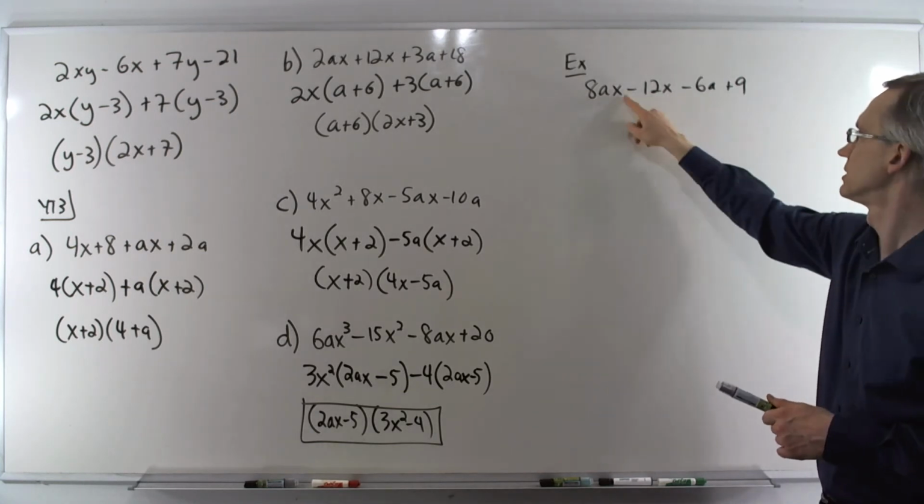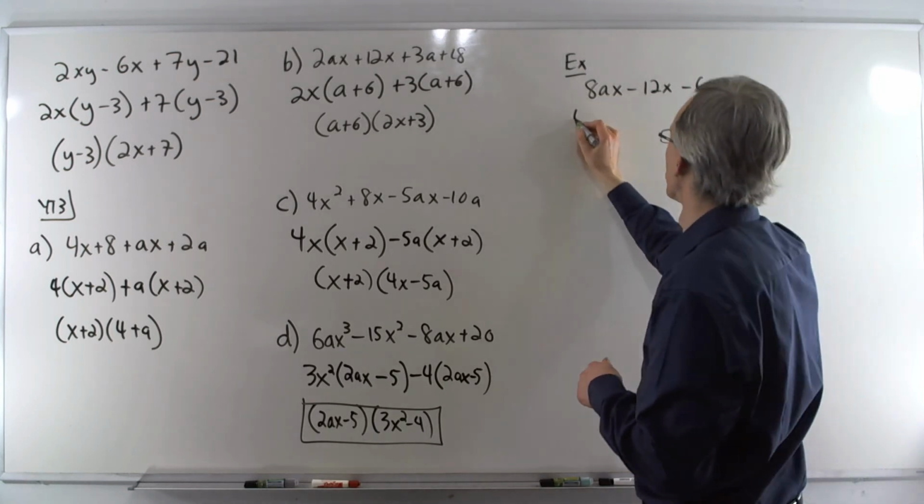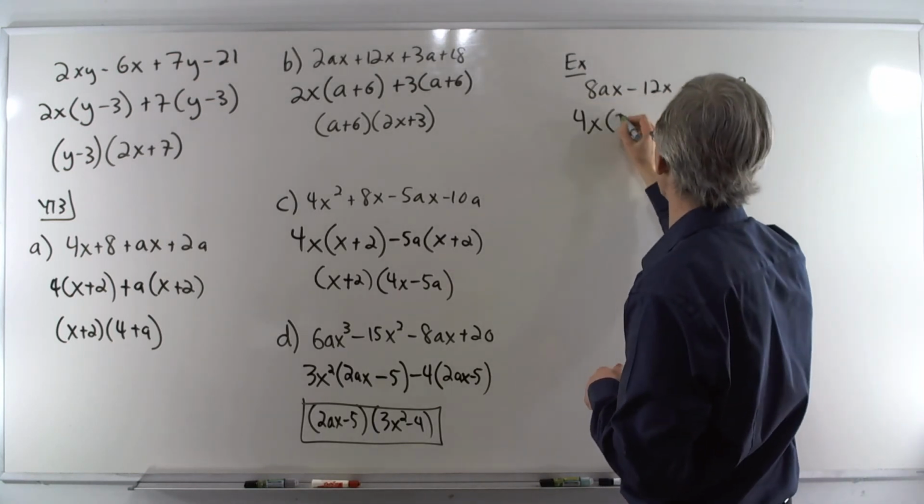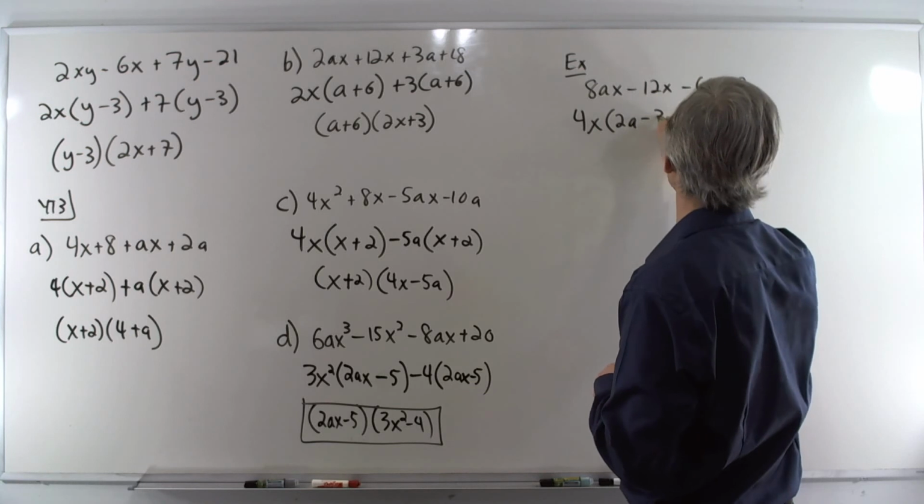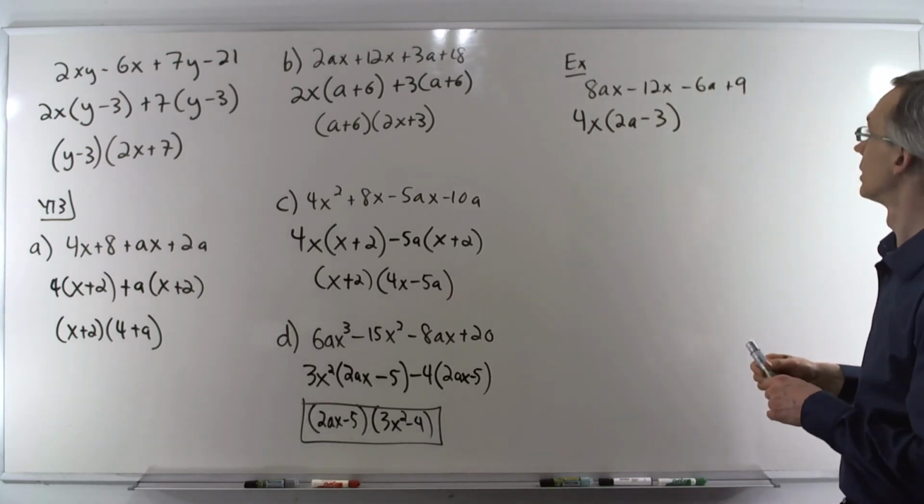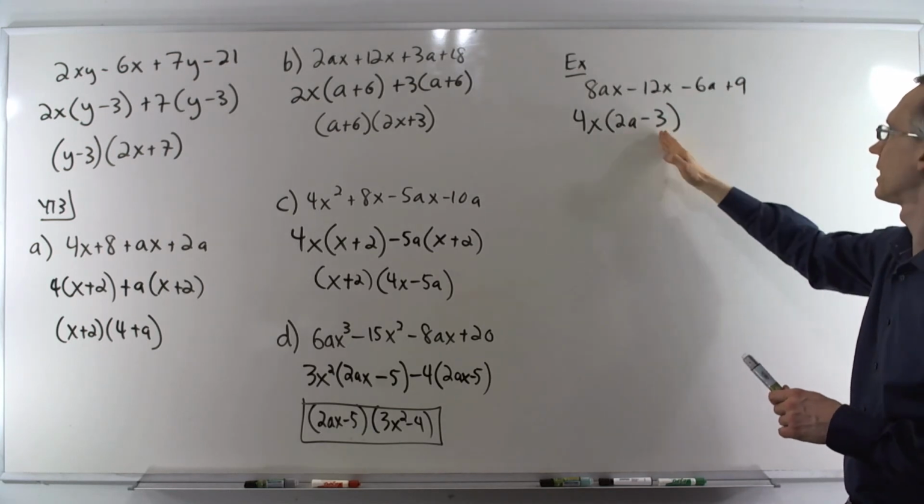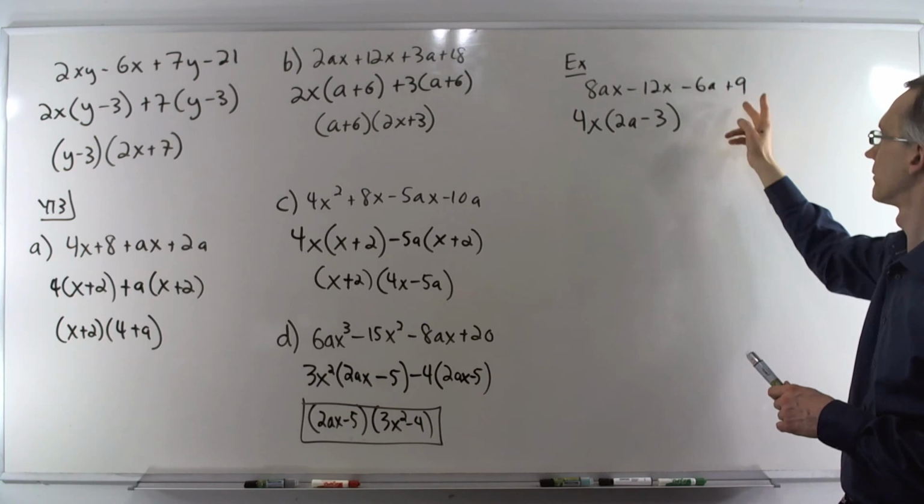So we've got an x in each of these, and the greatest common factor of 8 and 12 is 4. So we're going to factor out 4x to get 2a minus 3. So I want to match 2a minus 3, positive, negative. I've got negative, positive, so I'm going to have to switch them.